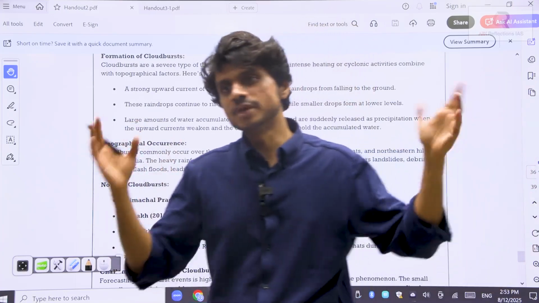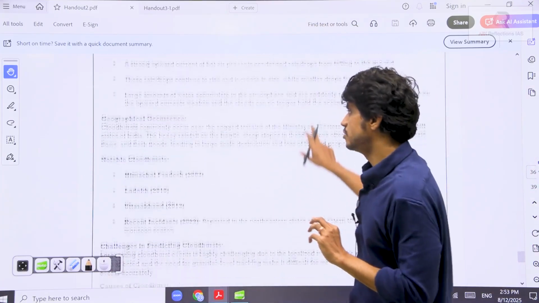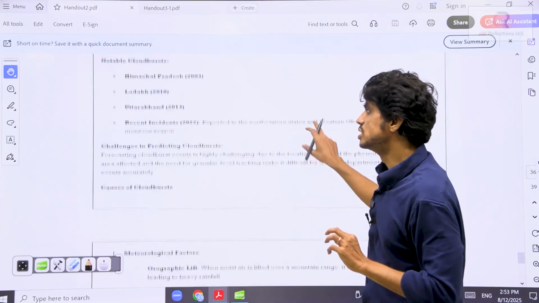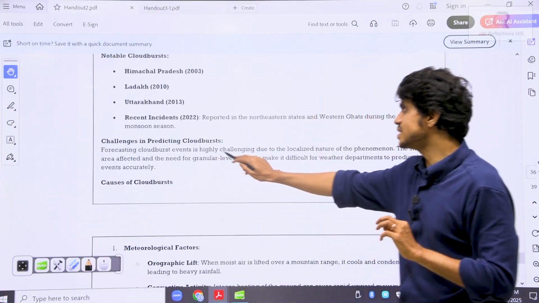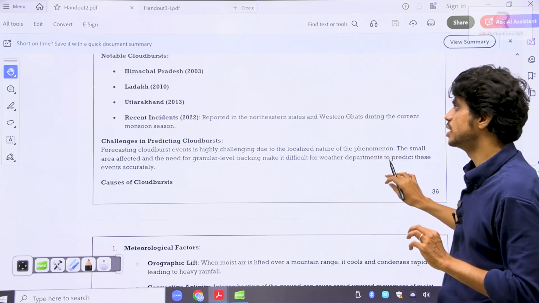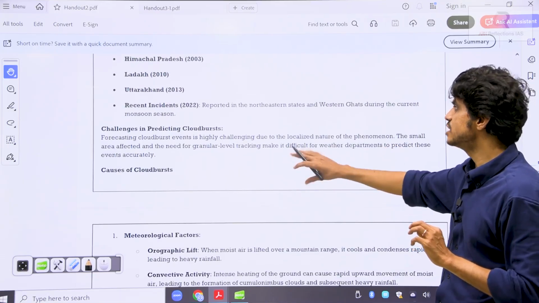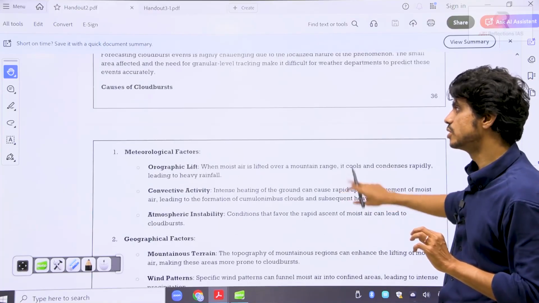Huge size is becoming big, and finally rainfalls are happening. These are the noted things. So forecasting cloudburst events is highly challenging due to the localized nature of the phenomena, the small areas affected, and the need for granular tracking, making it very difficult.